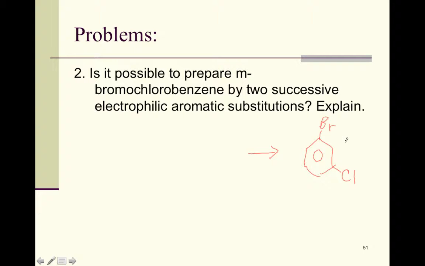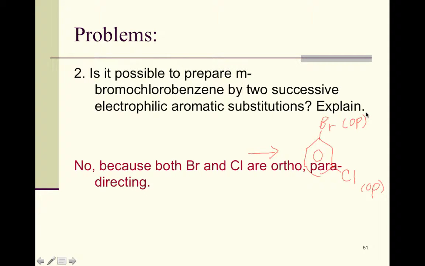Well, let's take a look at what product we're trying to get. We're trying to get the meta-bromochlorobenzene. When we take a look at this, all halogens are OP directors. So this is a case where, no, we wouldn't be able to get it by two successive electrophilic aromatic substitutions. So the answer would be no, because both are OP directors.